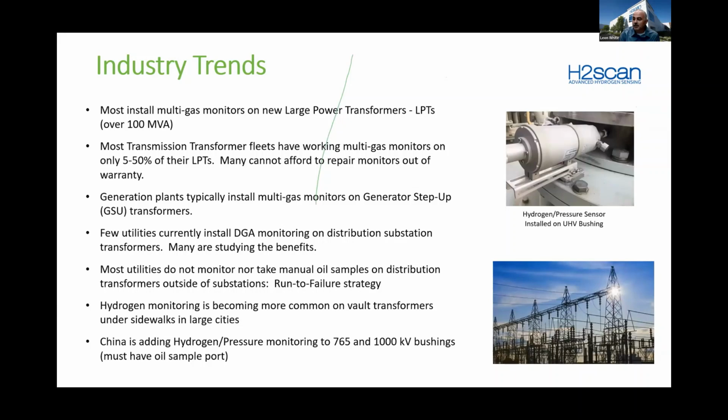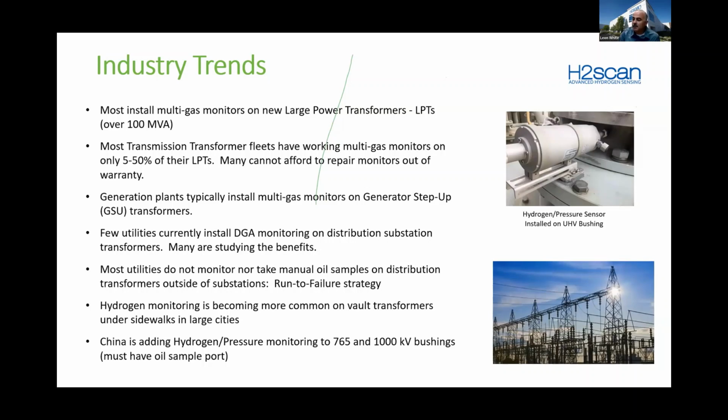So a lot of people are looking at monitoring those, and how can they monitor those, since it's not in a substation and you don't have the communications there. So how do you do that? Most utilities do not monitor or take manual oil samples on distribution transformers outside of substations, so basically run to failure. And so most of the time transformers fail in not a newsworthy fashion, but sometimes they do fail in a newsworthy fashion and fail catastrophically. And so when that happens, of course, no utility likes to make the news with those kind of headlines.